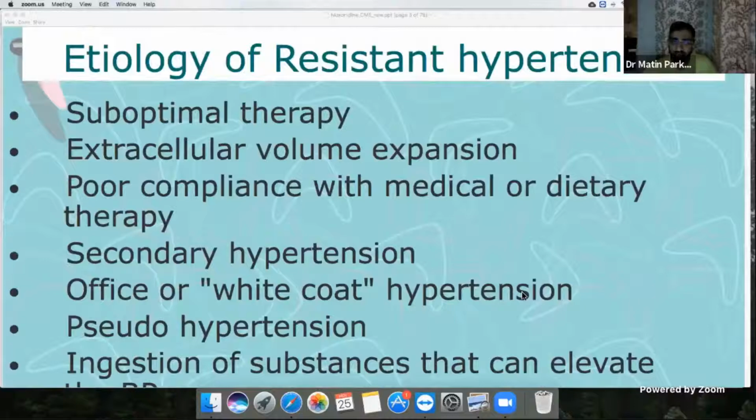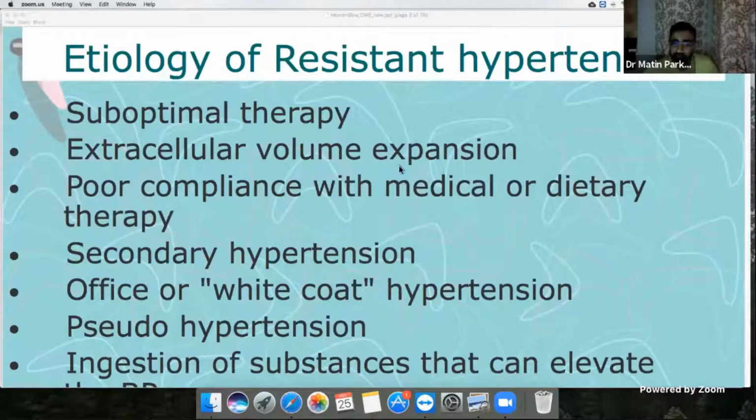Hypertension. So, etiology of resistant hypertension: one can be suboptimal therapy. Most commonly, if you are not giving the drug in full dose and still the BP remains high and you label it as resistant hypertension, then it's not right. Suboptimal therapy remains the first cause of resistant hypertension.